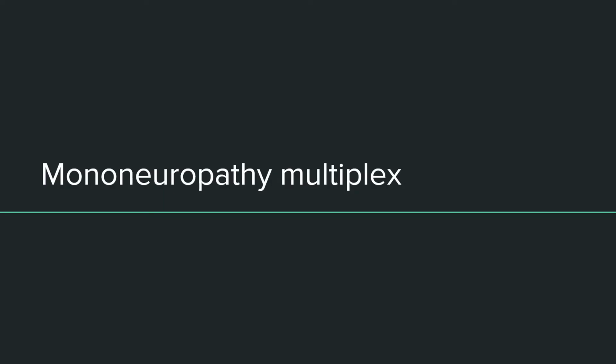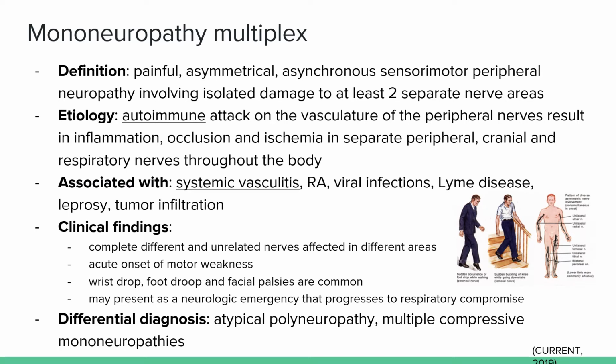Mononeuropathy multiplex. Mononeuropathy multiplex is defined as a painful, asymmetric, asynchronous, sensorimotor peripheral neuropathy involving isolated damage to at least two separate nerve areas. So as we saw before, this means there is involvement of a single nerve in multiple areas. This is why it's multiplex.